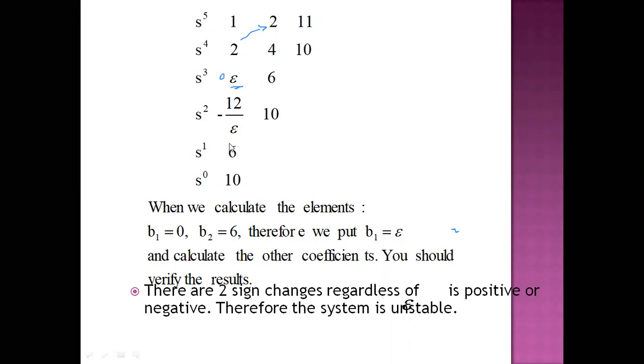After that, when I replace epsilon with 0, this term becomes minus infinity. So you can count the sign changes. There are two sign changes, from 0 to minus infinity to plus 6. So the system is unstable.